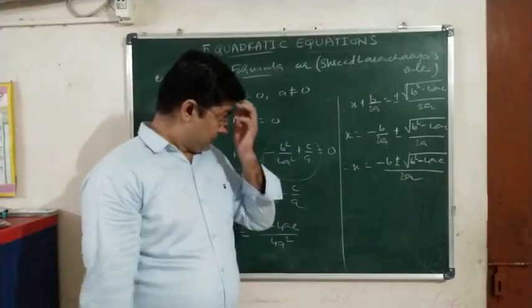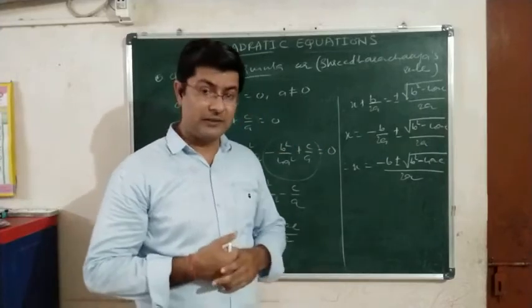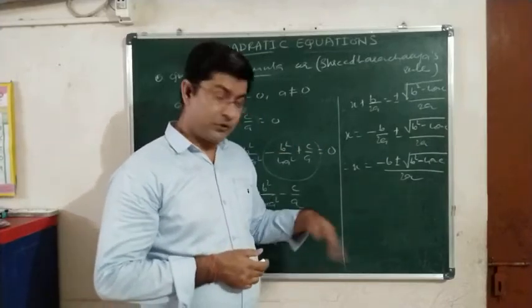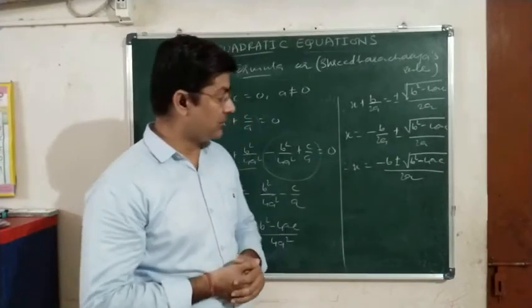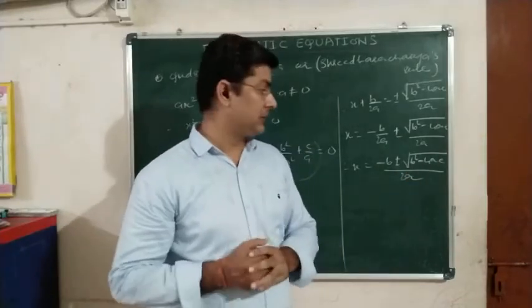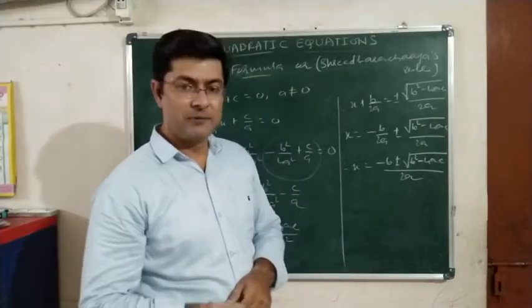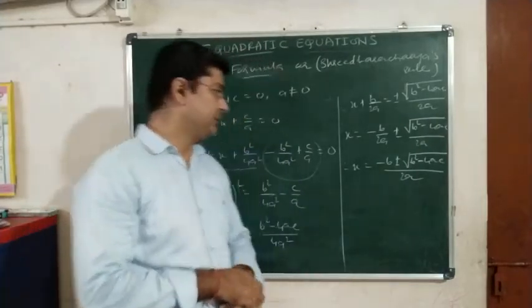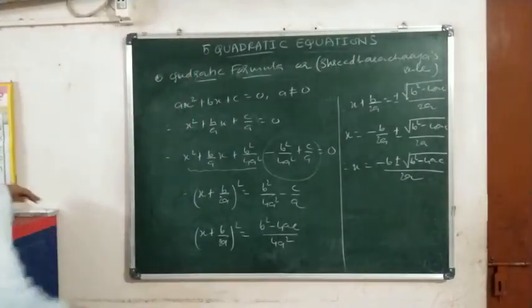Clear? So I hope you have understood. Derivation is not very important, but you should know it. And the most important thing is that you remember this formula. Remember that here b square minus 4ac is called the discriminant, which is denoted by D or delta, that we will see before we start the third exercise. So now let us begin exercise 5b.